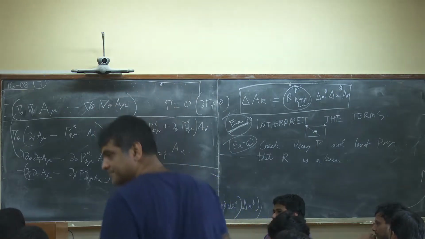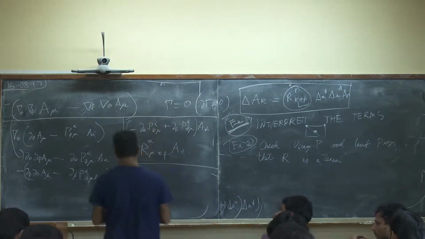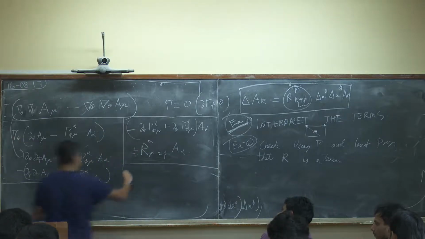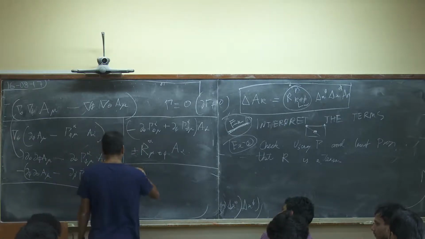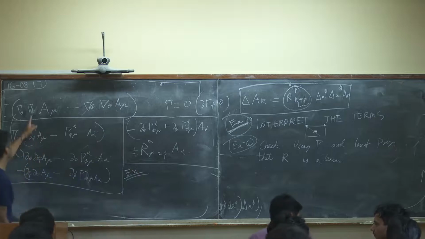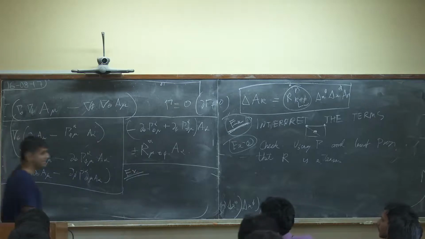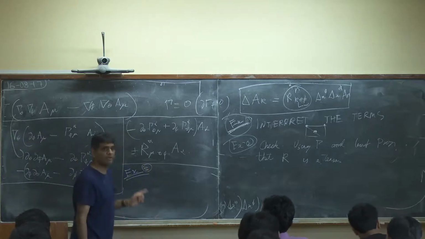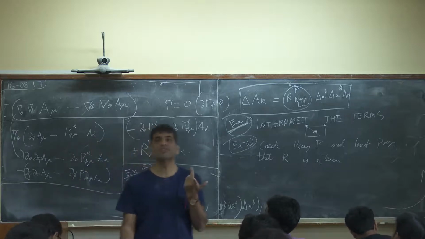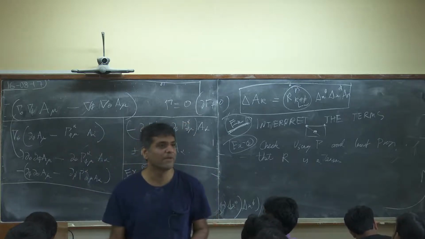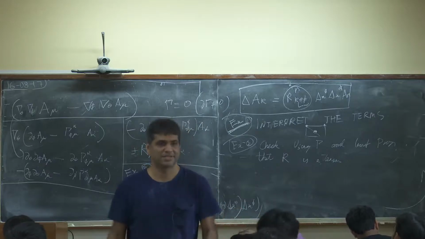Is this clear? Okay. Now, what I want you to do in your next exercise is to generalize this formula to the action of covariant derivatives on a tensor of arbitrary index structure.